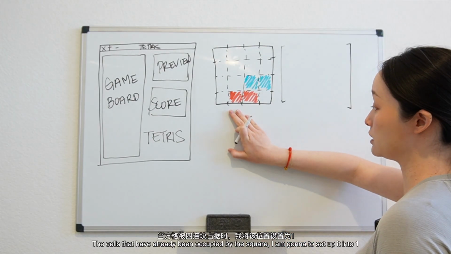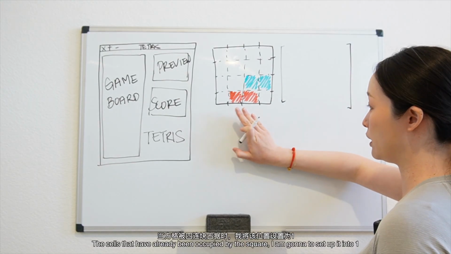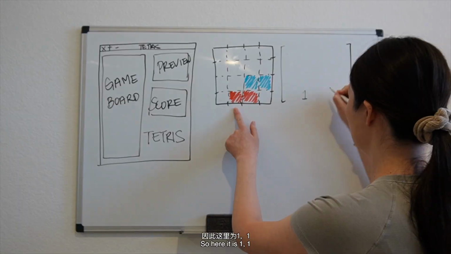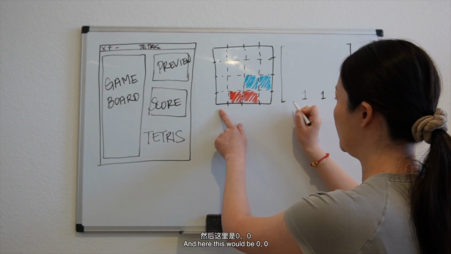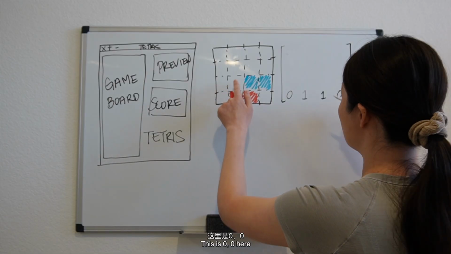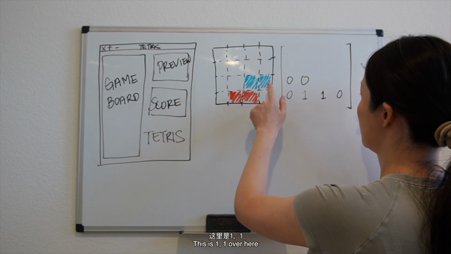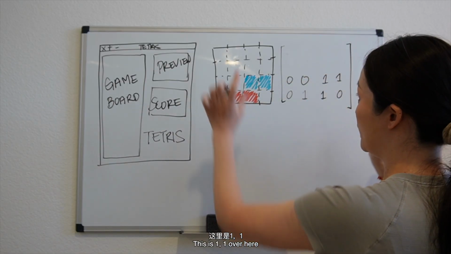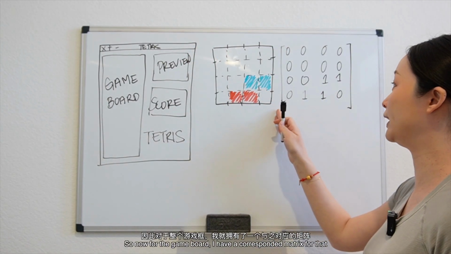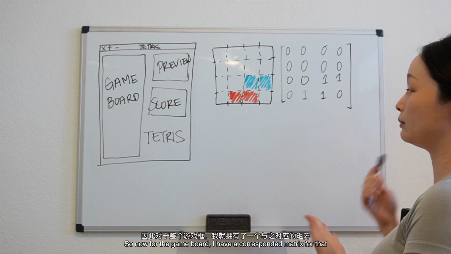The cells that have already been occupied by the square, I'm going to set to 1. So here it is 1, 1, and here this would be 0, 0. This is 0, 0 here. This is 1, 1 over here. And for the top 2 rows, all of them will be 0. So now for the game board, I have a corresponding matrix.